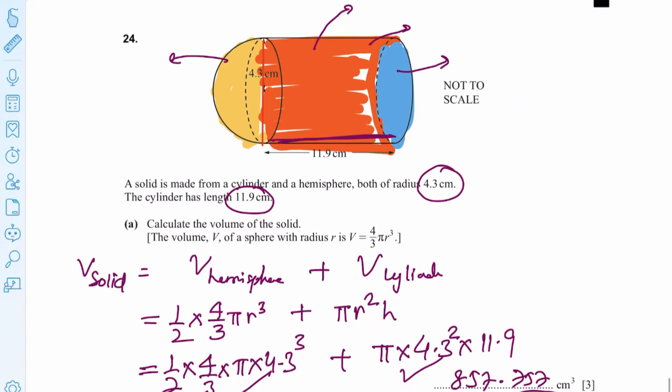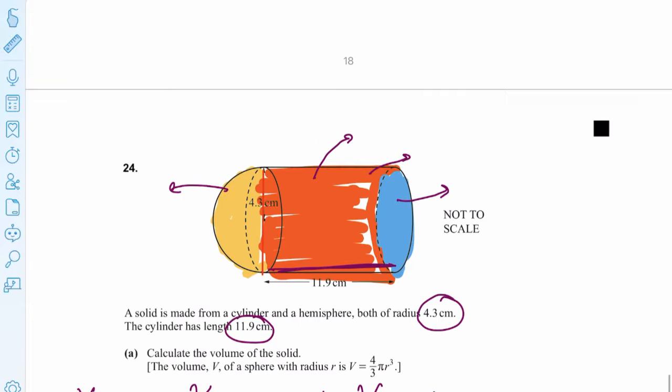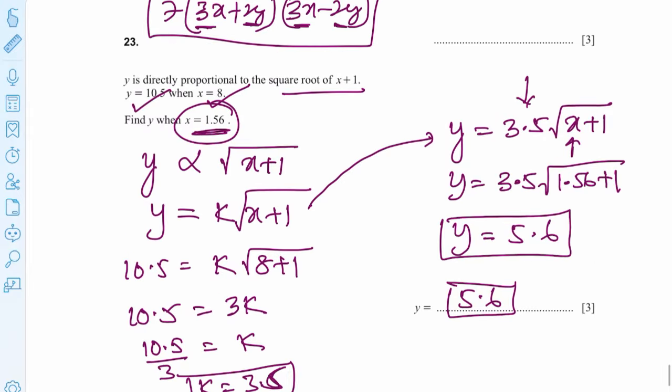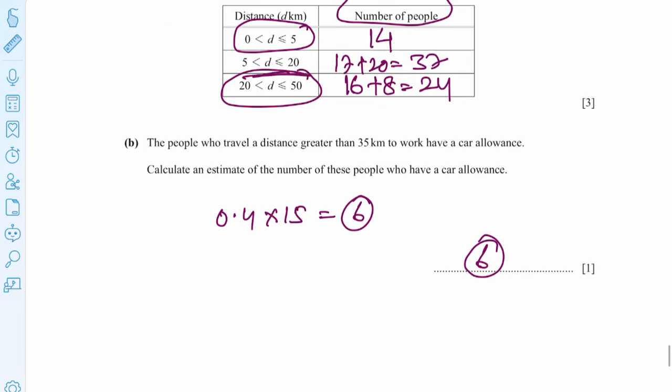Got it everyone clearly? So you can slow down the video. You can pause it, you can first solve yourself, then you can check the answers with me that you're getting the same answer or not.